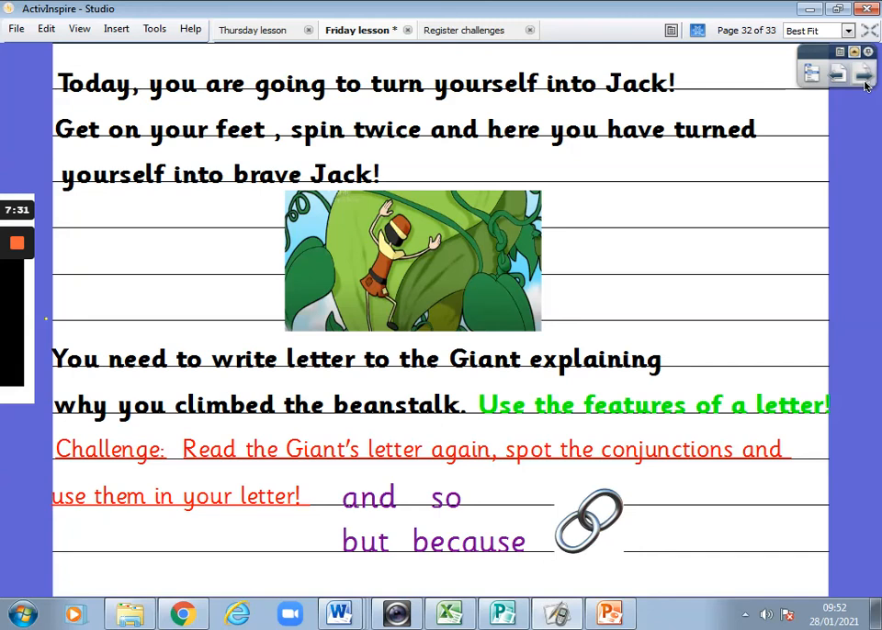And I also have a special challenge. Read the giant's letter again, spot the conjunctions, and use them in your letter. Can you use one of my conjunctions in a letter? And, so, but, because.